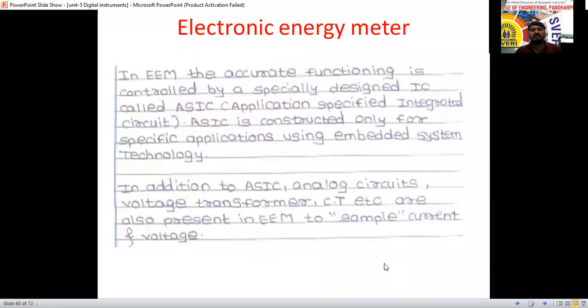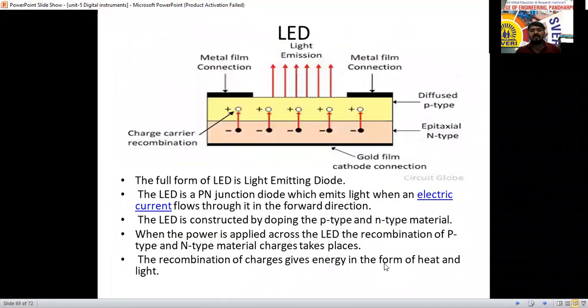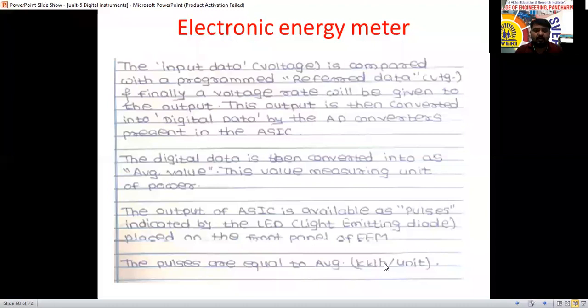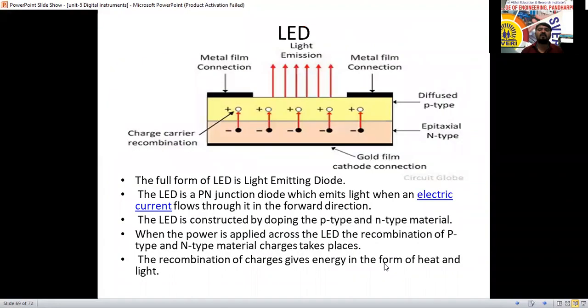The concept is very simple. When you see the diagram, when you see the product, then you will understand and get more idea about it.